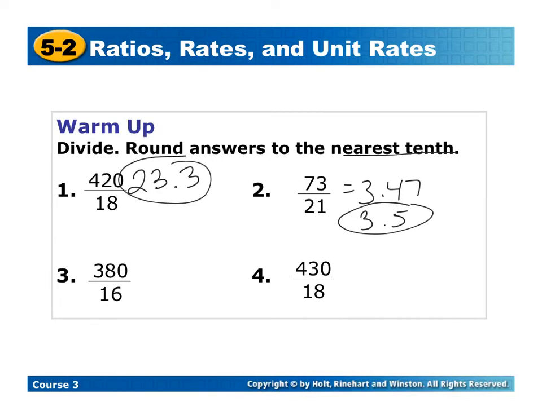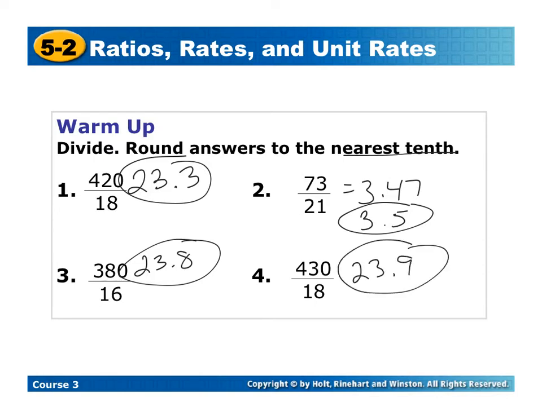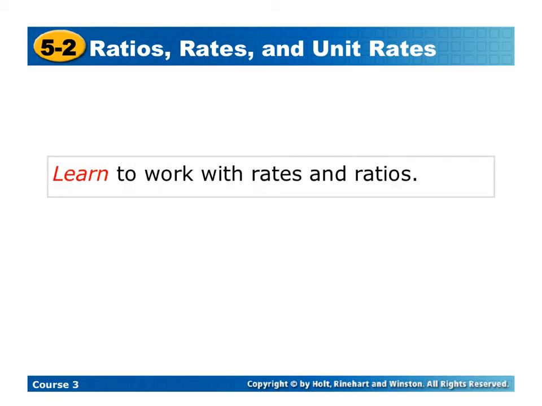380 divided by 16 gives us 23.75, which is going to round to 23.8. And then 430 divided by 18 gives us 23.88, or rounded to the nearest tenth, 23.9. For today's lesson, we're going to learn to work with rates and ratios.